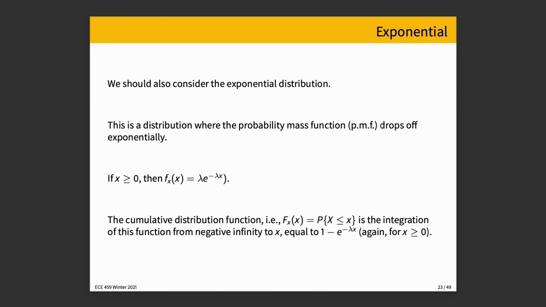We'll also talk about the exponential distribution, and the exponential distribution is one where the probability mass function drops off, well, exponentially. So if x is greater than or equal to 0, then f(x) is lambda times e to the negative lambda x. So again, fancy math stuff. Just says that the cumulative distribution function decreases exponentially, which is sometimes nice.